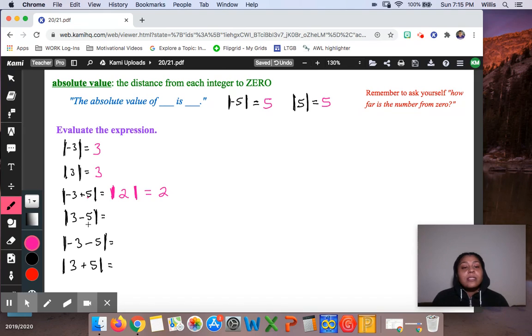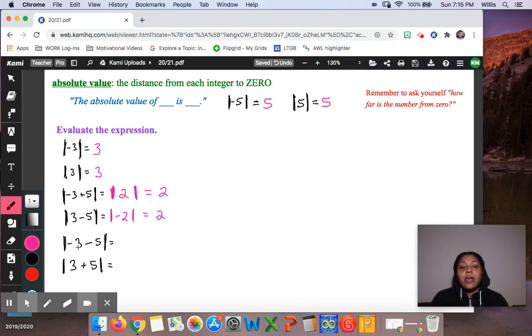Okay? Same thing on the next one. Rewrite the symbols. And now what is 3 minus 5? So we have 3. And I need to take away 5. I don't have enough, which means I'm going to cross over to the negative side. Okay? And that will give me -2. But then the absolute value of -2, 2.